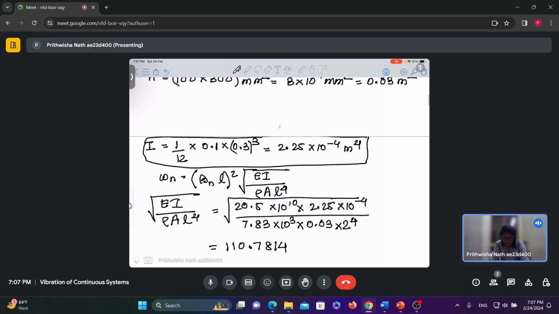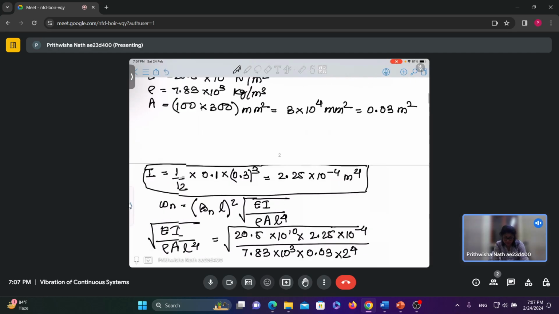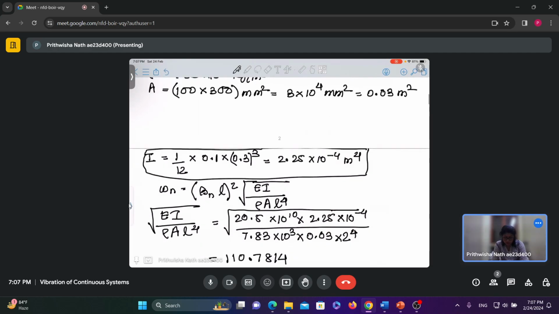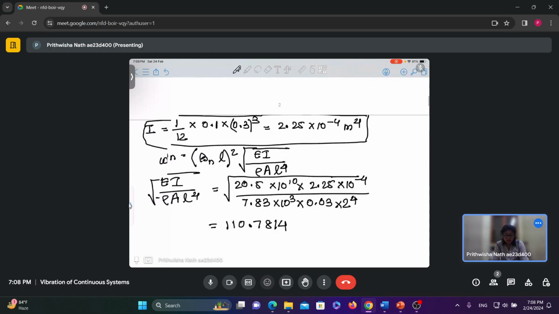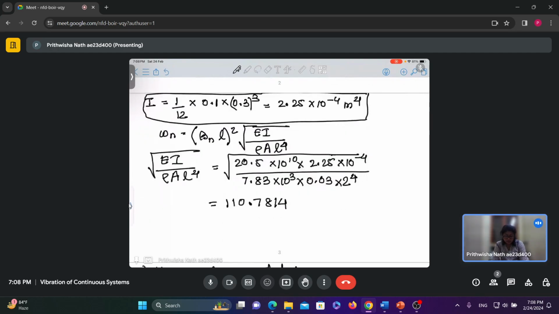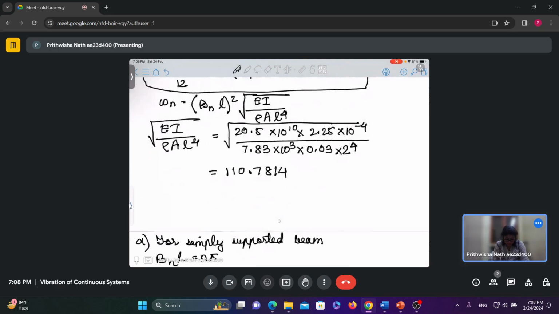So we calculated the moment of inertia from the given data. From there we know the equation for omega n, which is beta n L whole squared times square root of EI divided by rho A L to the power 4. Now we first calculated the terms in the square root, which came out to be 110.7814.